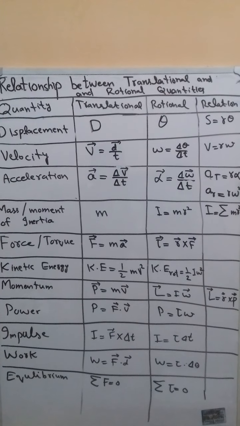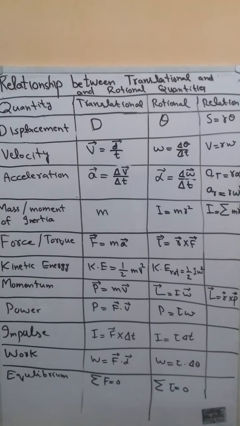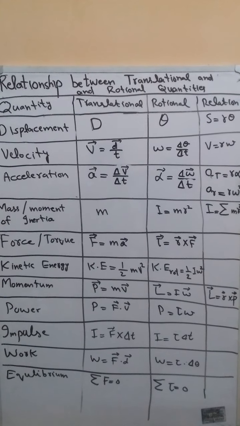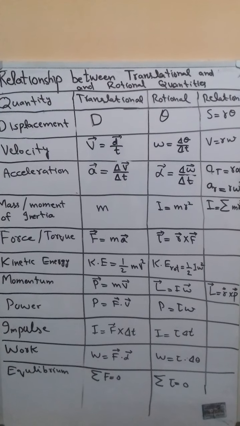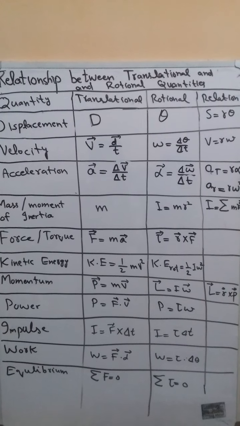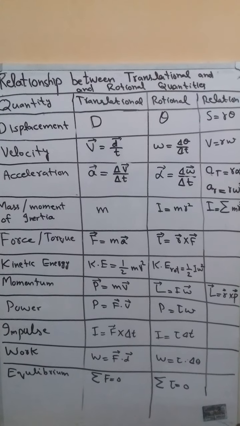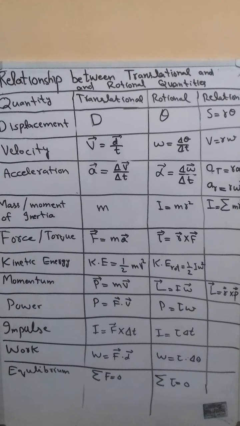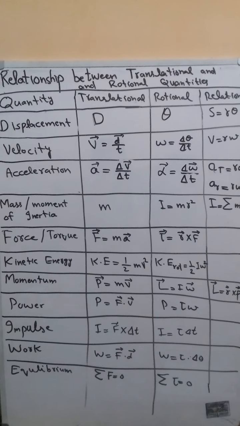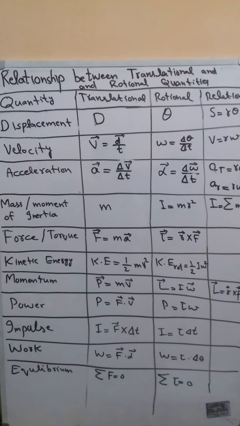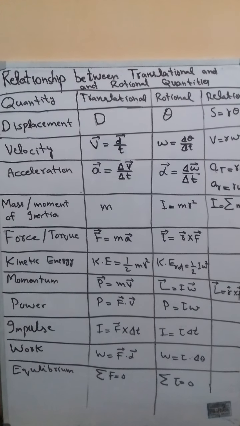Then the next quantity is work. Work is defined by F dot D. It is the product of force and displacement, and in the rotational case it is defined as the product of the torque and angular displacement. Simple. Here I also replace F by tau, and D is replaced by delta theta.